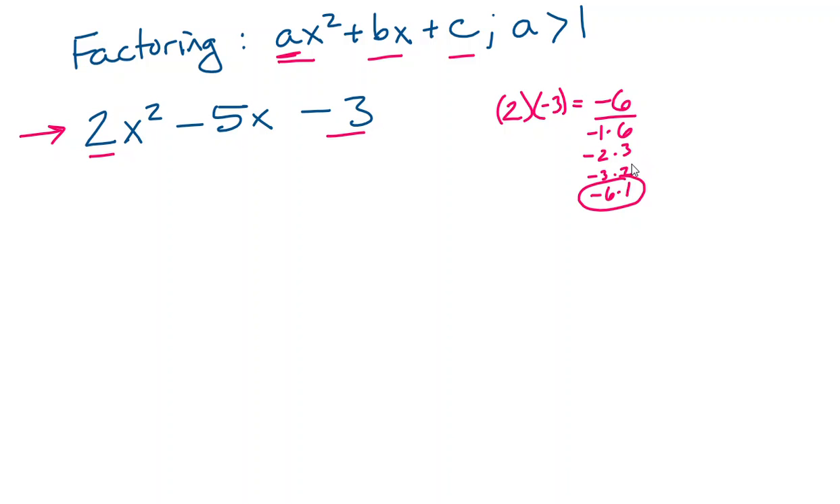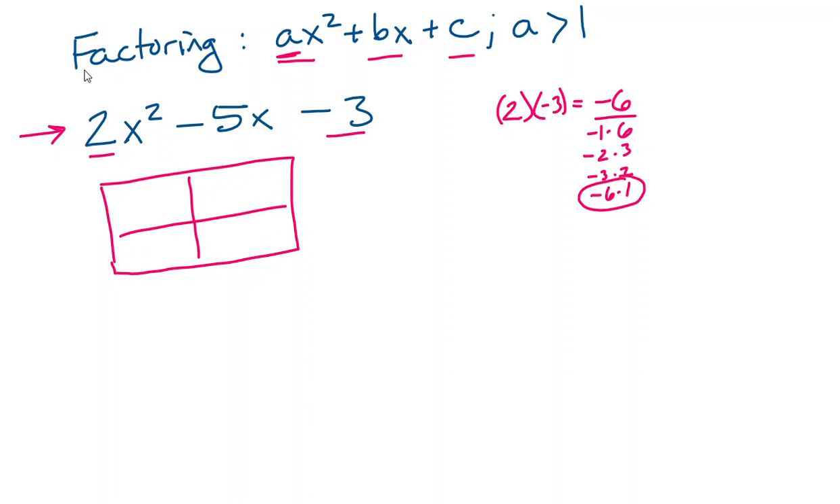All right, so now what are we going to do with those two numbers? I'm going to show you the little rectangle, the 4-square method. I don't even know what this is called. I haven't really thought of a name for it.